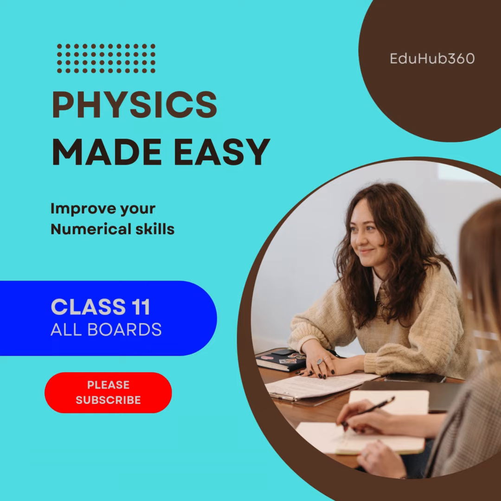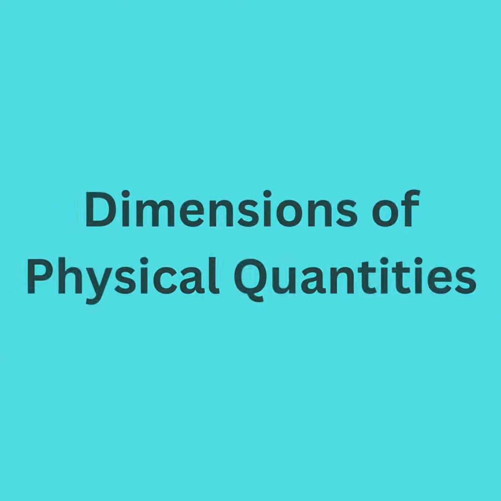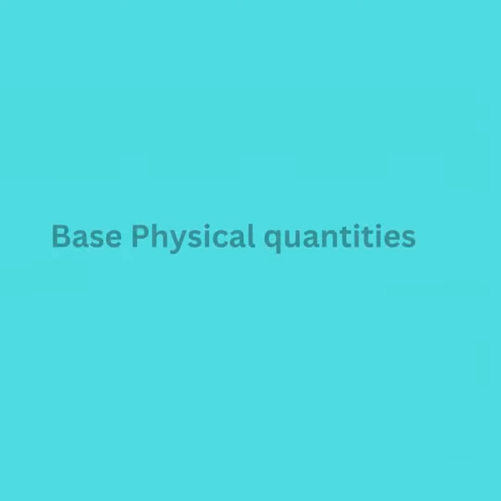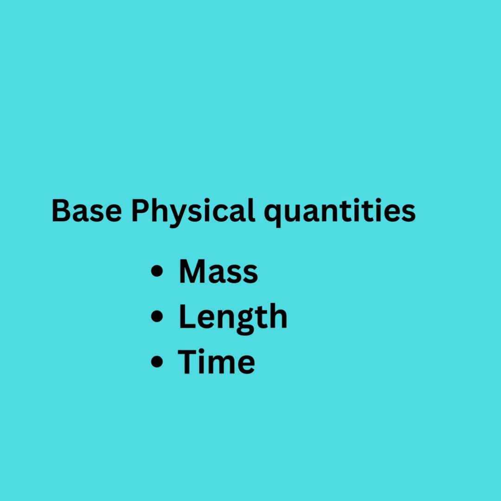Dear children, today's lesson is about dimensions of physical quantities. Do you hear these words: length, mass, time, temperature? All these are known as physical quantities. We will measure them in meters, grams, minutes, kelvins, respectively. That means these are their units. So these are the base physical quantities in the physical world.